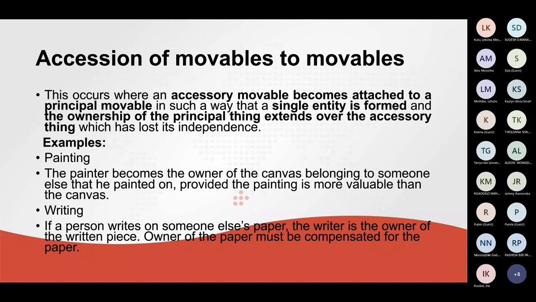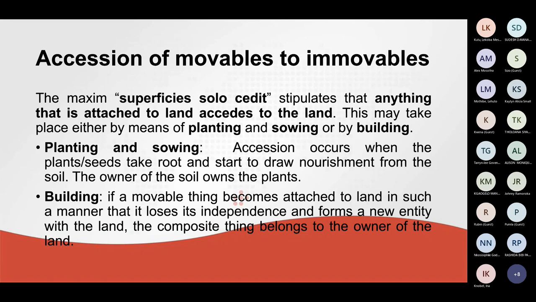So we have now looked at the accession of movables to movables. Now we will be looking at the accession of movables to immovables. It's important to take note of the Roman Dutch law principle, superficies solo sedet. It stipulates that anything that is attached to land accedes to the land. This may take place either by means of planting and sowing or by building a structure on land. If you plant and sow on someone else's land and the seeds take root on that land, the owner of the soil becomes the owner of the plants and not you who have planted the plants on the other person's land.